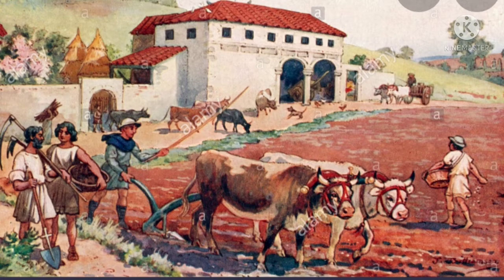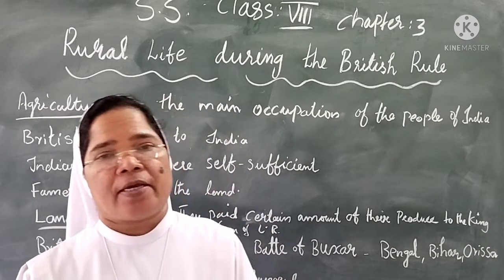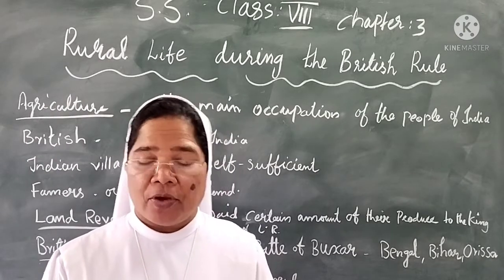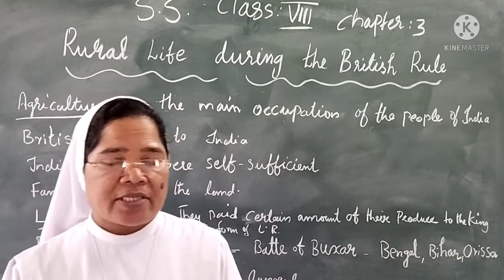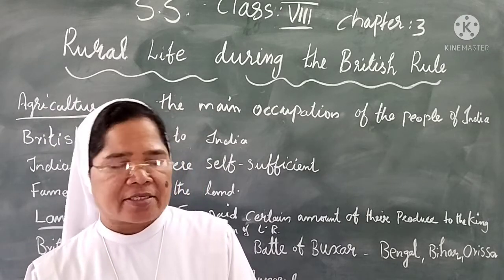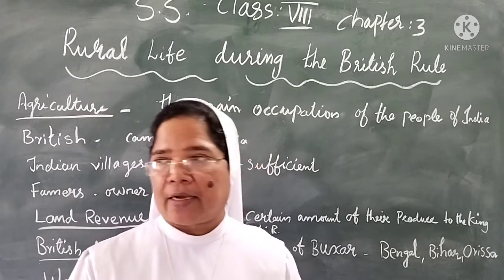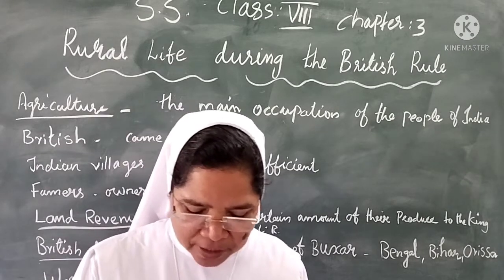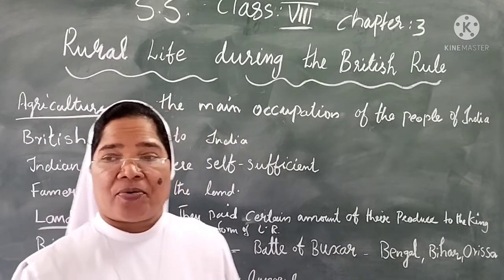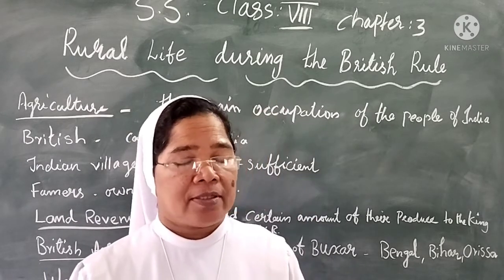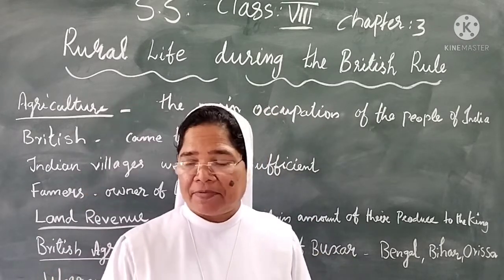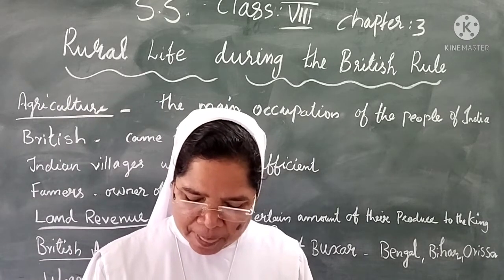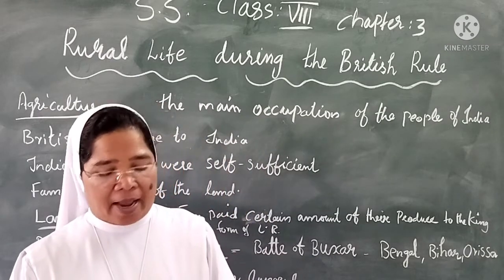When the British came to India, most of the Indian villages were self-sufficient. Most of the things they needed, they cultivated and produced themselves. So the farmers were the owners of their land.